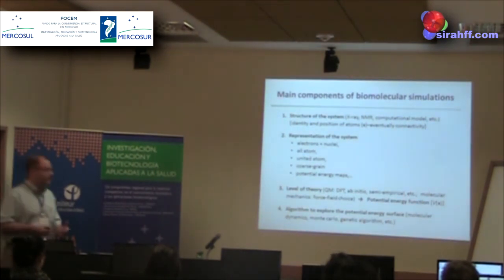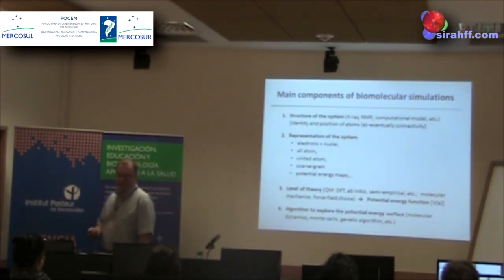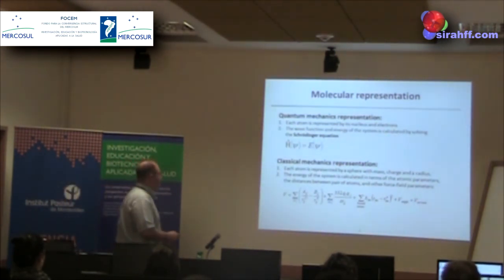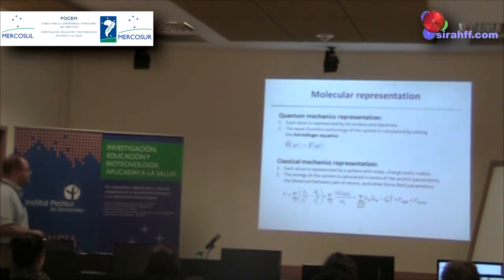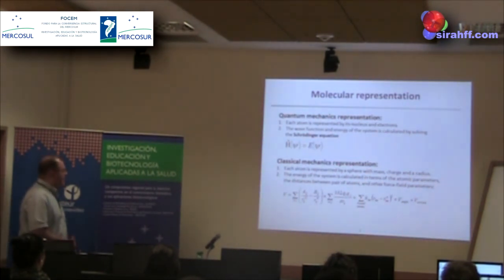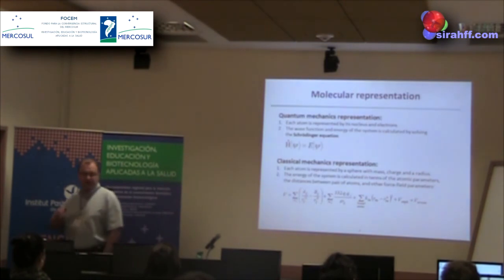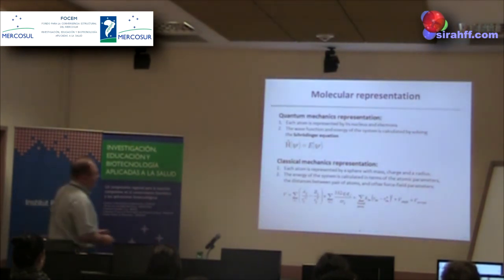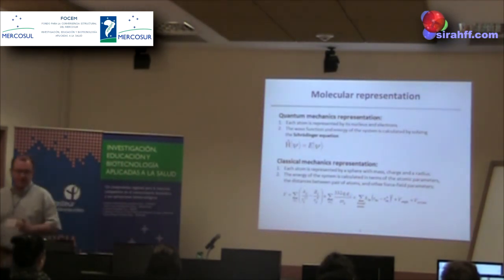In molecular dynamics, you explore the potential energy surface in one way. In Monte Carlo, you explore it in a different way, but that's basically what you do. So for the molecular representation, you have the quantum mechanical representation, where I think Ernesto showed the Schrödinger equation. We are not going to go into this. And you have the classical mechanics representation in which each atom is represented by a sphere with mass, charge, and radius. And the energy of the system is calculated in terms of these properties and atomic parameters and the distance between particles.